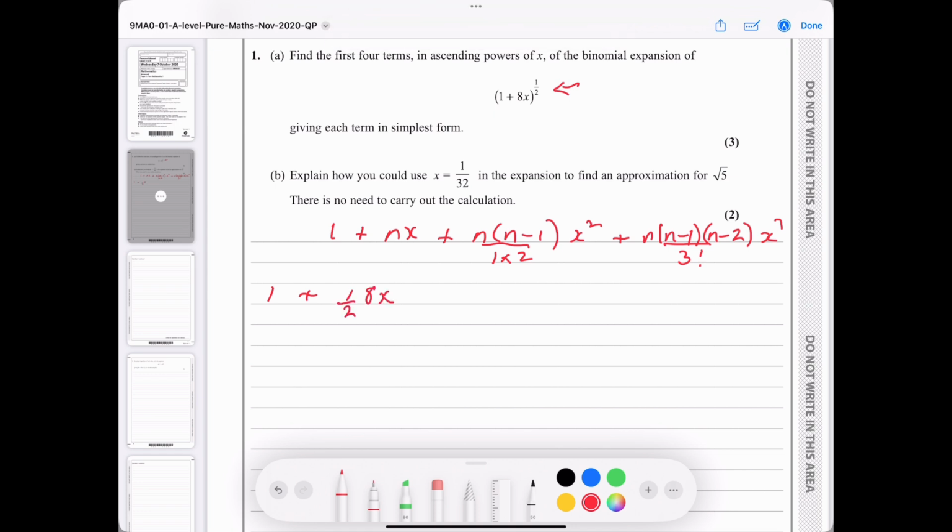8x plus, and this would be half times minus half times 8x, and then be careful, so it's all squared over 2, plus, and then this will be half, they don't always ask you to go this far, times minus half times minus 3 over 2 times 8x to the 3 over, that's 6.